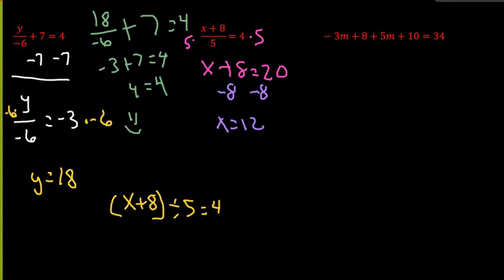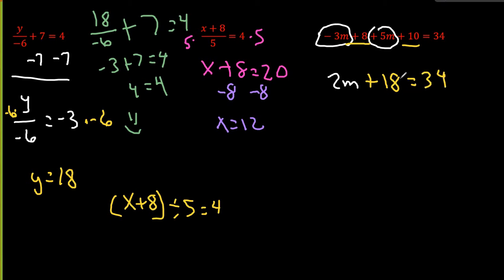The next one, I prefer to combine like terms first. So the negative 3m and the positive 5m make 2m. And then we have a positive 8 and a positive 10, which add up to be 18. And we have the equals 34.